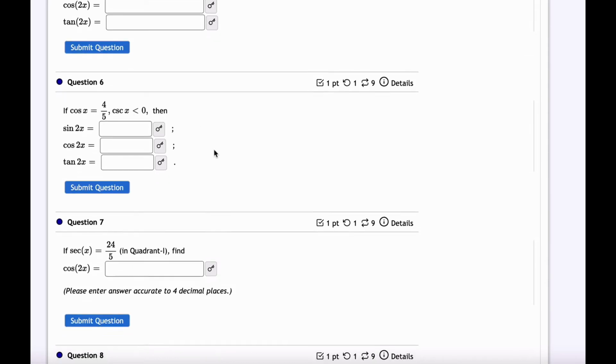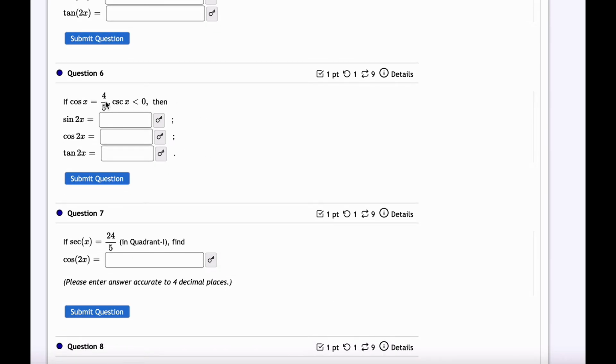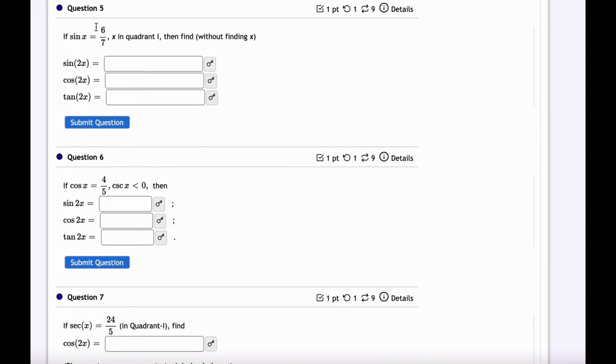Same idea on question 6. This time they're telling you the cosine of x is 4/5. They don't specify what quadrant you're in, but they do tell you that the cosecant of x is less than 0. So let's see, the cosecant of x is 1 over sine. So if cosecant is less than 0, then sine must be less than 0. So if your cosine is positive and your sine is negative, maybe you could figure out what quadrant you're in. And if you know what quadrant you're in, maybe you could figure out the sine of 2x, cosine of 2x, and tangent of 2x. Same hint as in question 5.